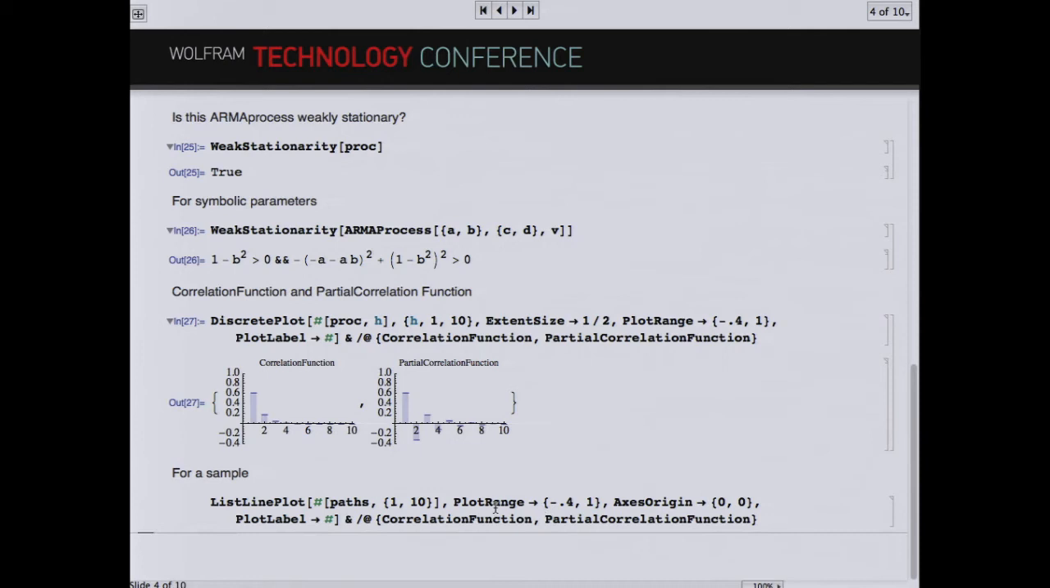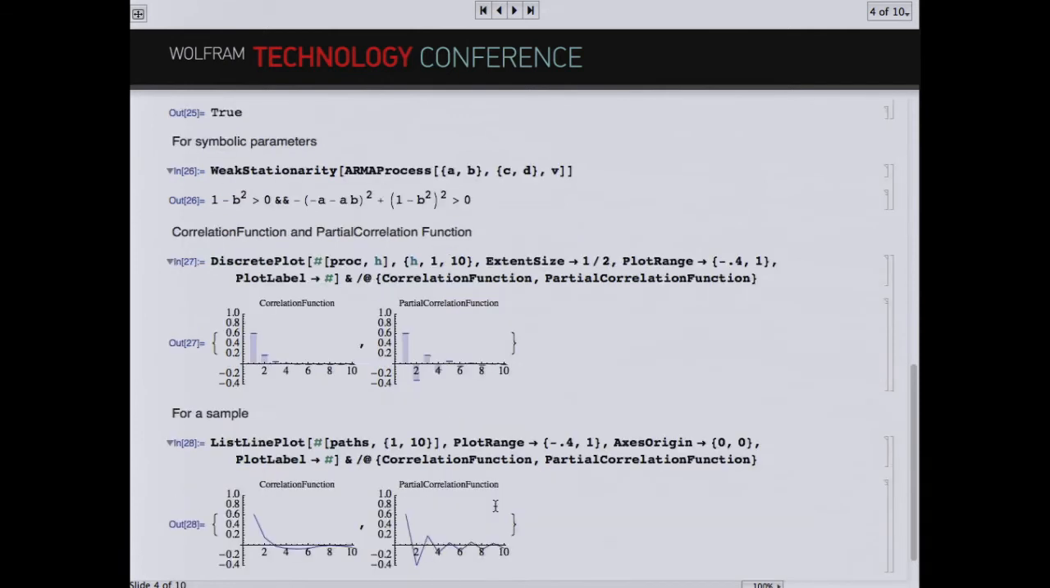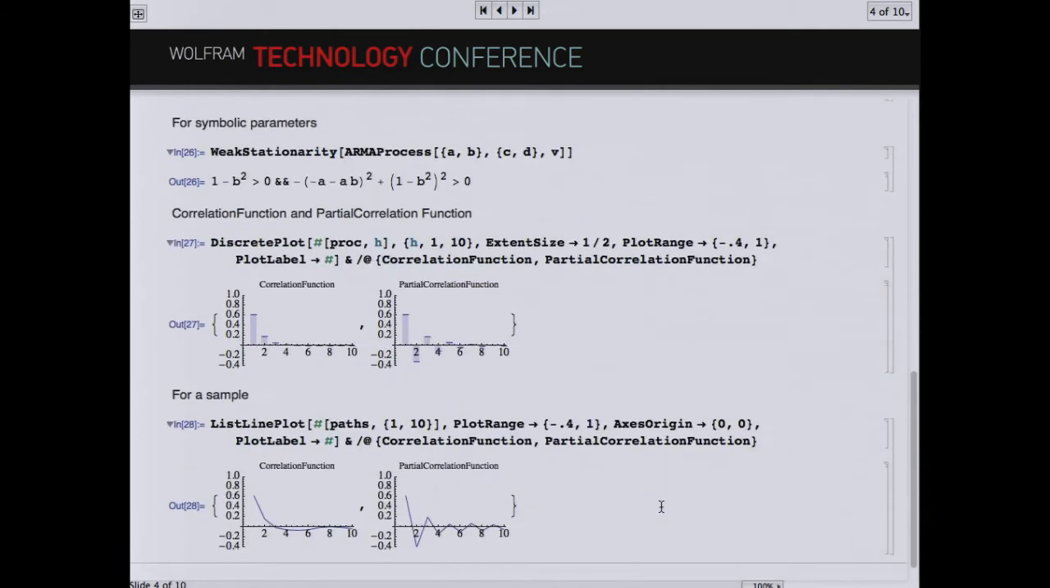That's a correlation function and partial correlation function for the process and for the sample. So you can see that both correlation function and partial correlation function basically have infinite support in this situation.